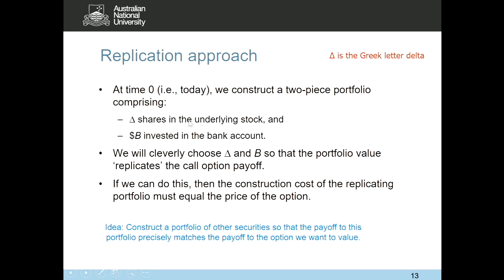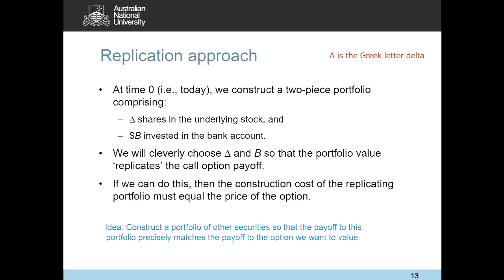We're going to cleverly choose delta and B so that the ending value of the portfolio mimics the payoff of the call option. Let me say that again. We're going to carefully choose the amount of delta and the amount of B so that the ending value of our portfolio matches the payoff of the call option in 1 year's time. If we can successfully replicate the payoff of the call option, then the construction cost of this portfolio must equal the price of the call option.